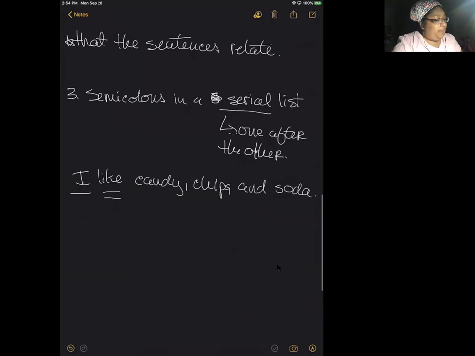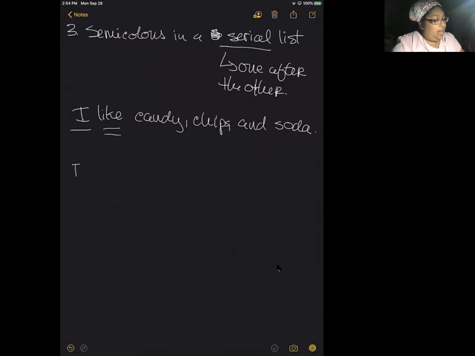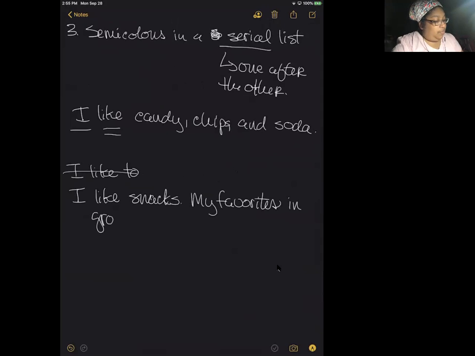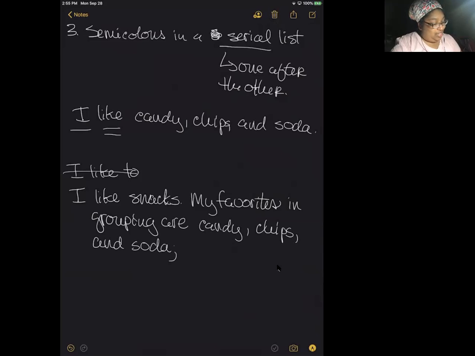So if you say, I like snacks, right? My favorite snacks in grouping are candy, chips, and soda. Then you're going to list more snacks.